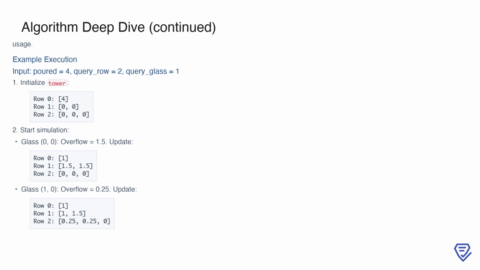For example, suppose we pour 4 units of champagne into the tower, and we want to find the amount in the glass at row 2, column 1.